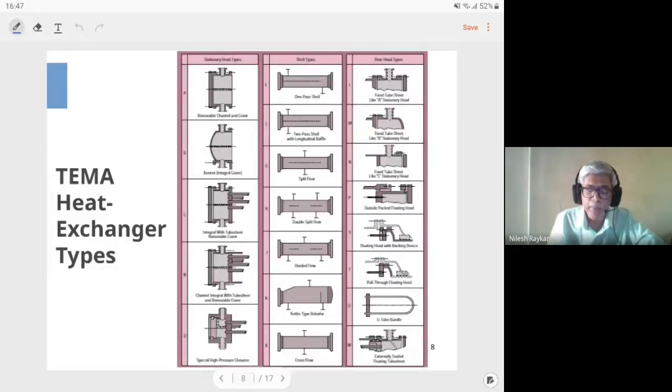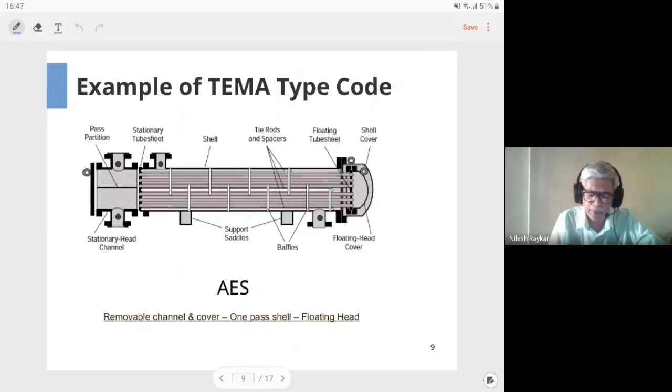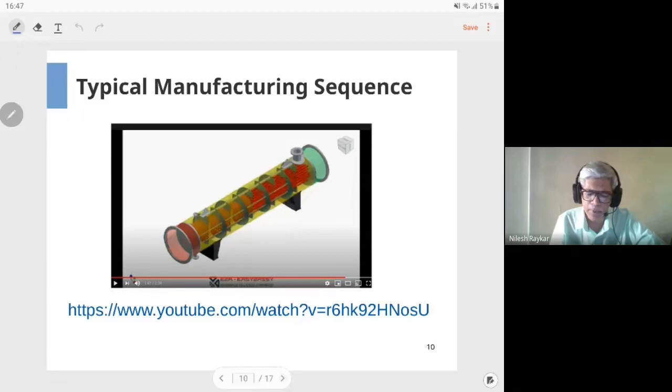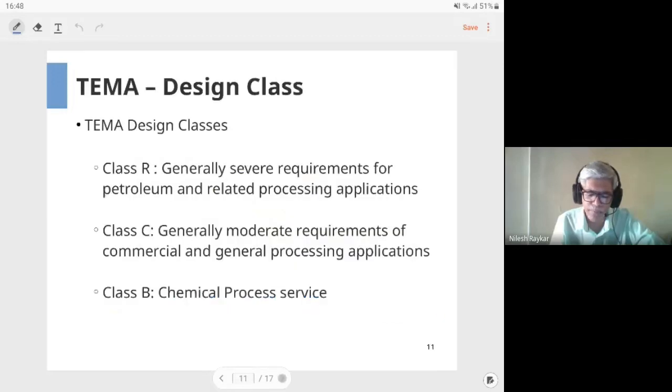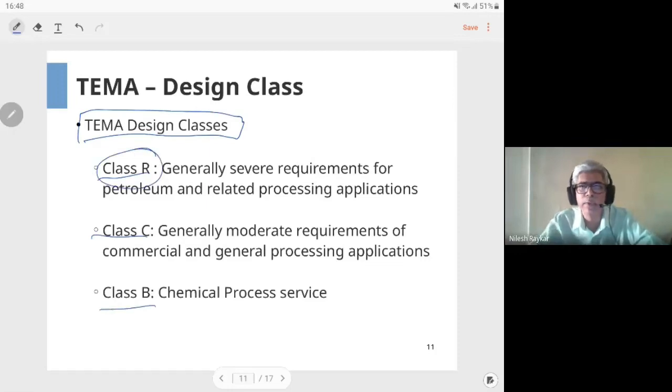Then there is some TEMA nomenclature. If you open any heat exchanger drawing, you will find a TEMA type mentioned there. How to read that is explained in the slides. Then a typical manufacturing sequence is animated in the YouTube movie, which is included in the session. Also in the drawing, you will find there are TEMA design classes: class R, class C, and class B, out of which class R is the severest, which needs to be considered in the design.